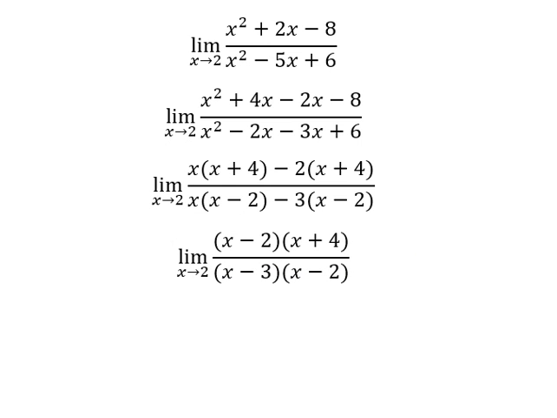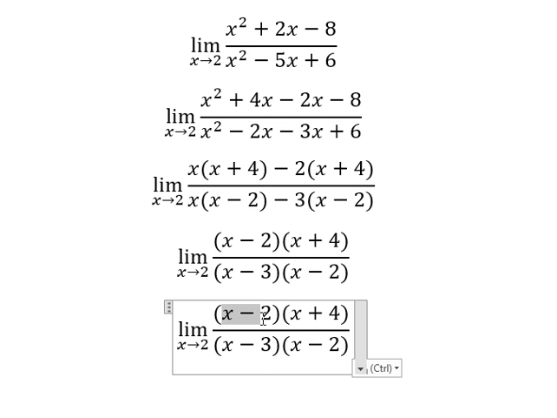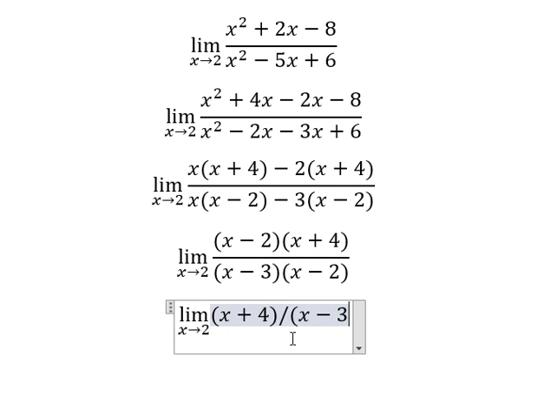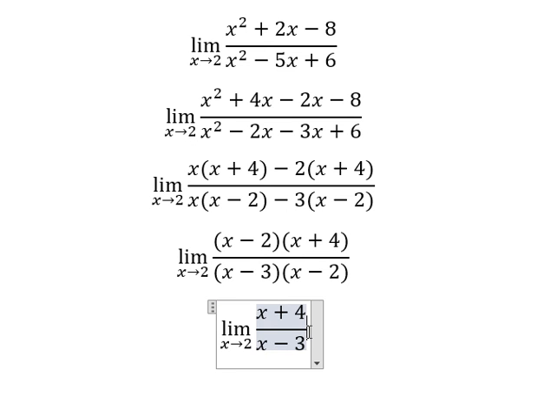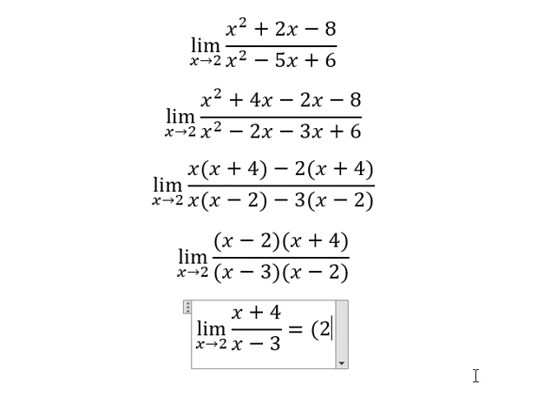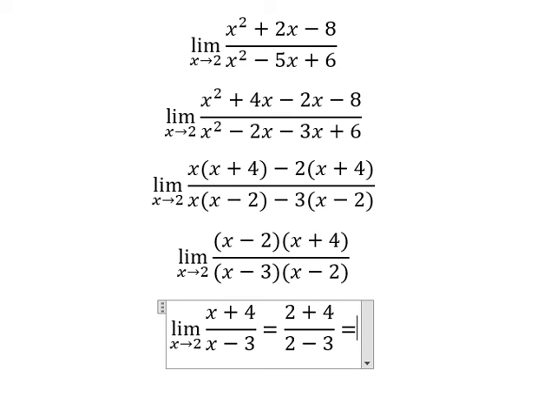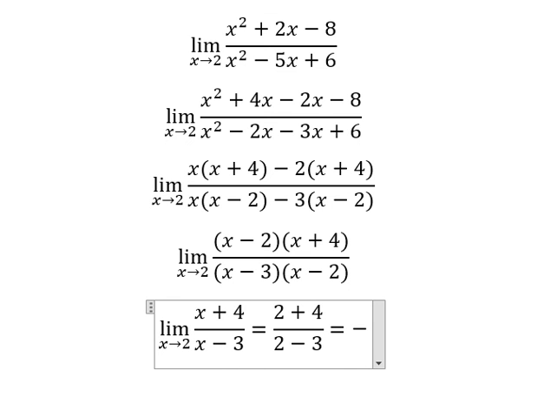Now, we need to simplify x minus number 2 on numerator and denominator. And now we put number 2 colon here and here. So we have negative number 6.